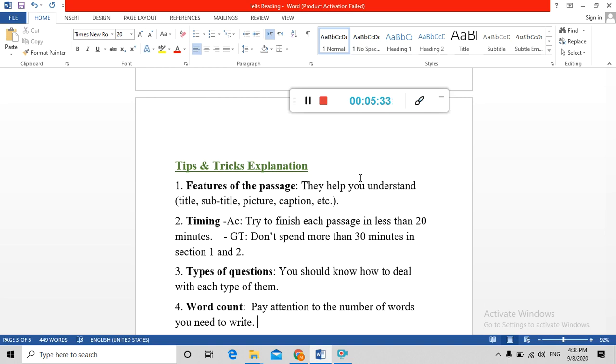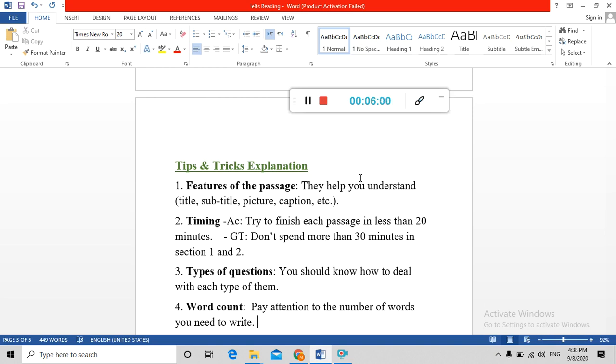Types of questions. You should know how to deal with each type of question. What I mean by this is that in most of the questions, you need to read the question first, then you go back to the passage. Of course, in the case of true-false questions, you need to read the passage, then you go back to the questions.